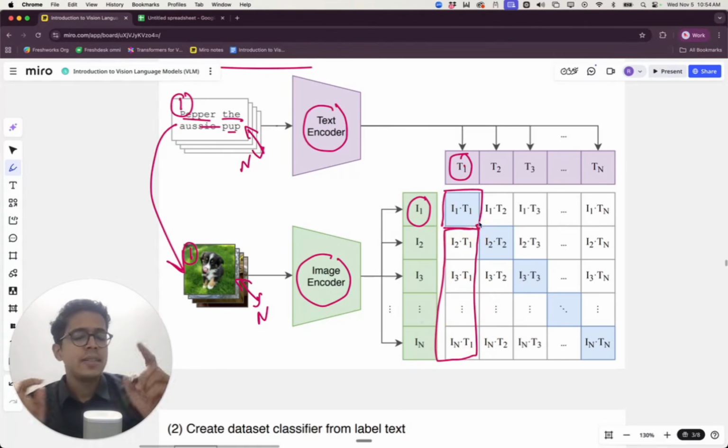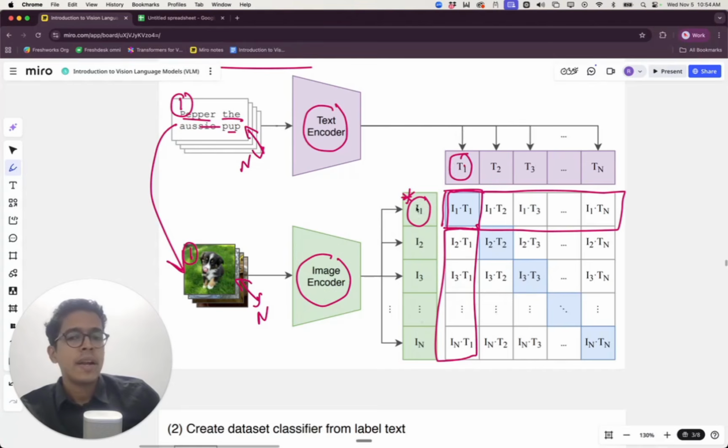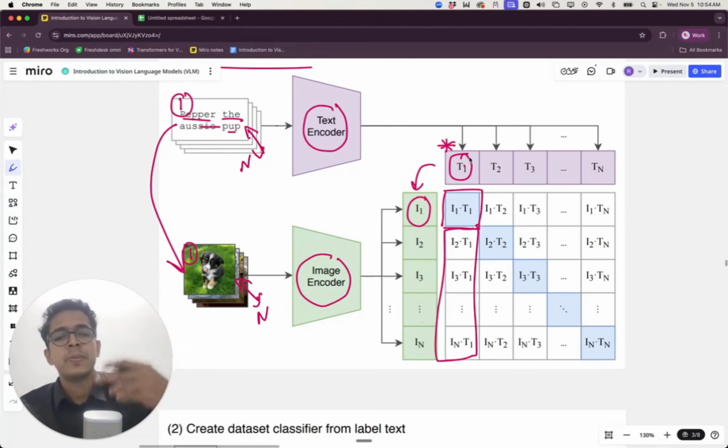So in one case, I1 is my anchor. In the first example, if you look at it from this row perspective, I1 is the anchor, T1 is the positive pair with I1, but T2, T3, etc. up to Tn are all negative pairs with I1. Conversely, if I now consider text, where T1 is the anchor, I1 is the positive pair, but I2, I3, etc. up to In are negative pairs. So we can construct two losses, one from the perspective of the text and one from the perspective of the image.